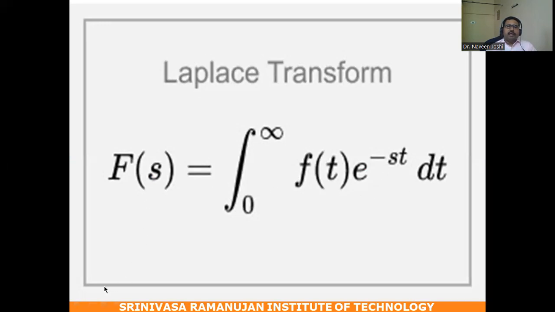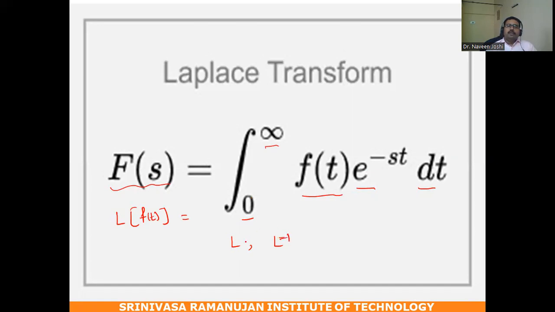So on the LHS we are having L of f of t. So here we know that capital F of s is nothing but L of small f of t. So L of f of t is equal to integral 0 to infinity f of t e power minus st into dt. This is the mathematical notation or the definition of Laplace transform. Here L is the Laplace transform operator. Similarly, L inverse represents the inverse Laplace transform operator.